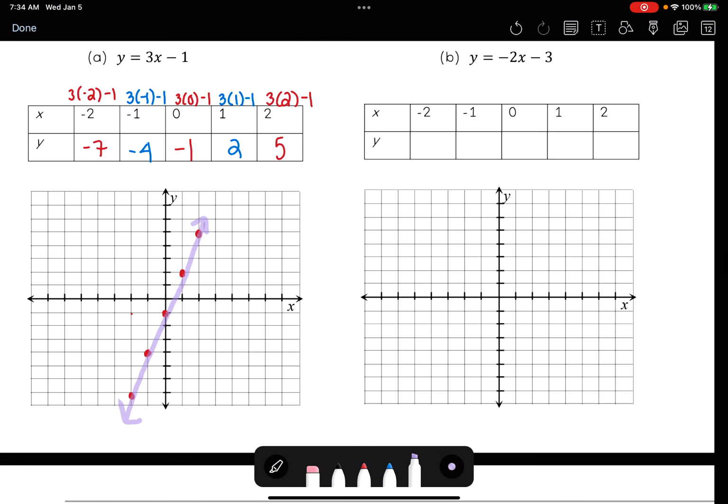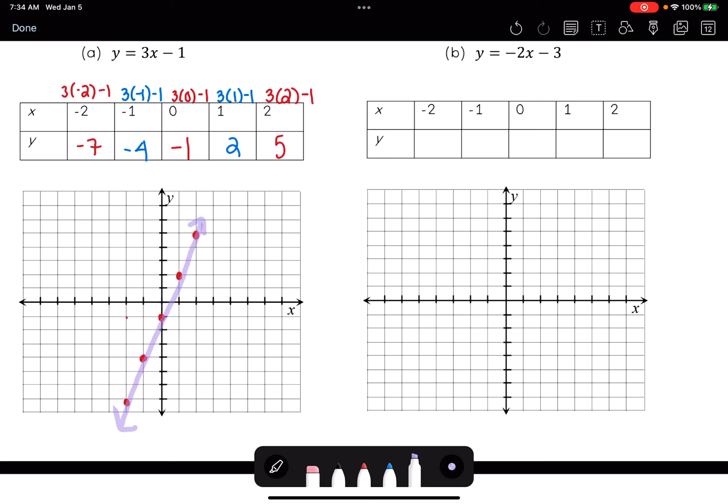We'll try that again for negative 2x minus 3. So negative 2 times negative 2 minus 3 is negative 2 times a negative 2 is a positive 4 minus 3, which is 1. Negative 2 times negative 1 minus 3 will be like 2 minus 3, which is negative 1. Negative 2 times 0 minus 3 will be negative 3. Negative 5, and negative 2 times 2 minus 3 will get negative 7.